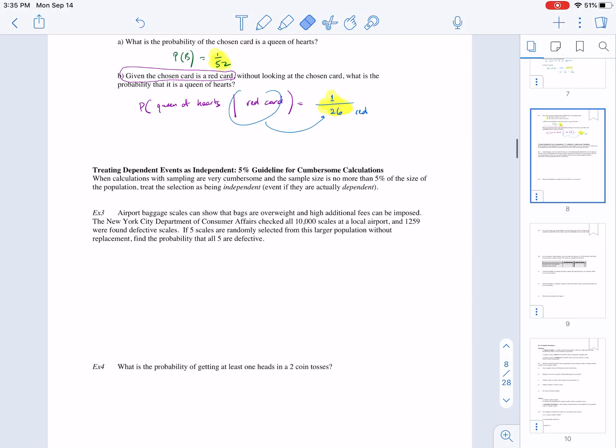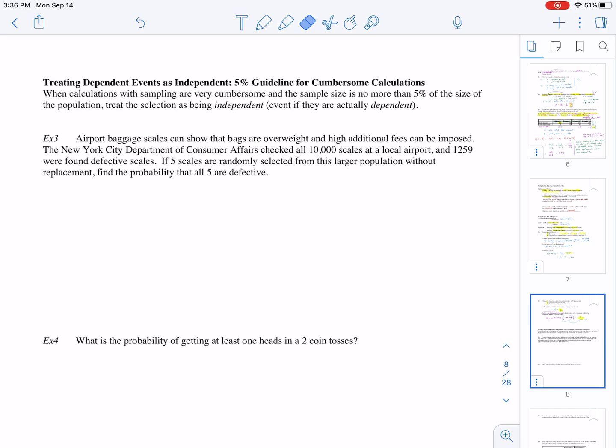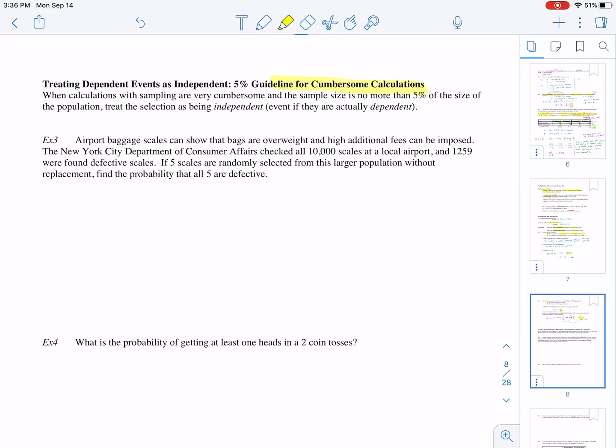Alright, welcome back guys. So this is probably the last video we're going to go over for this lesson 4.2, 4.3. Just to continue with the multiplication rule of probability, we are going to go over the next example, where the multiplication rule becomes a little more useful rather than just a procedure that involves two selections. In this case, we have more than one selection, and we have this thing called the 5% guideline for cumbersome calculations being applied here.